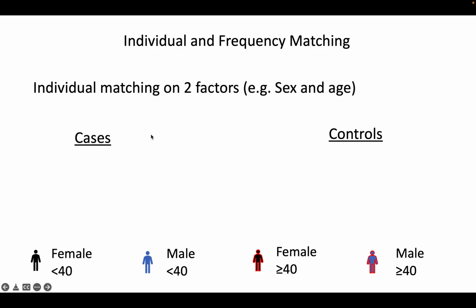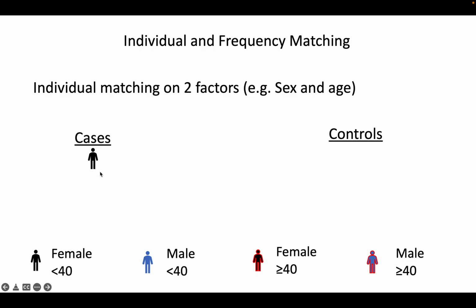And it doesn't need to be just one factor. Here we have two binary confounders, sex and age. We've dichotomized age into under 40 or over 40. So the four combinations of our confounding variables are females under 40, males under 40, females equal or greater to 40, and males equal or greater to 40.